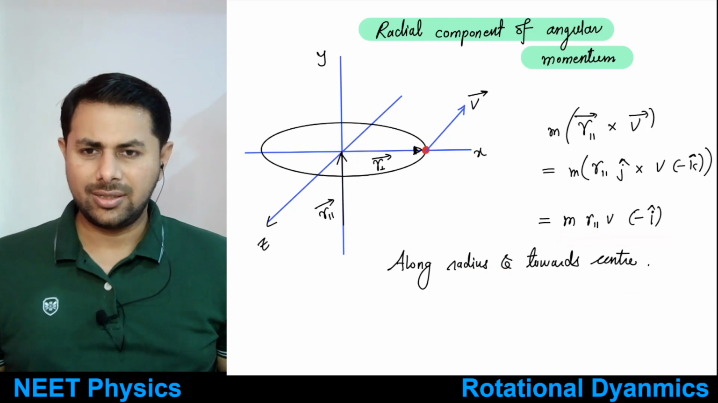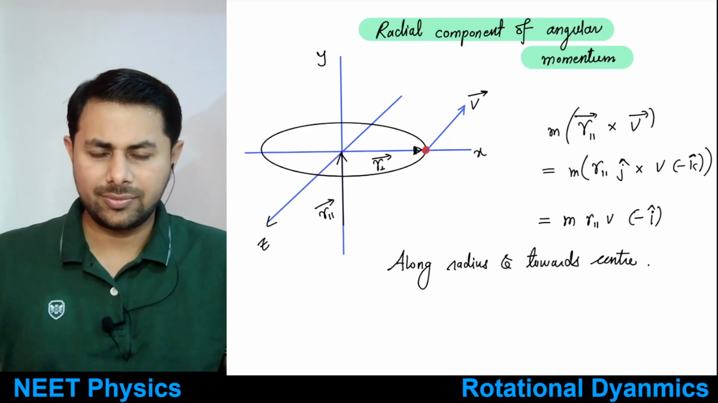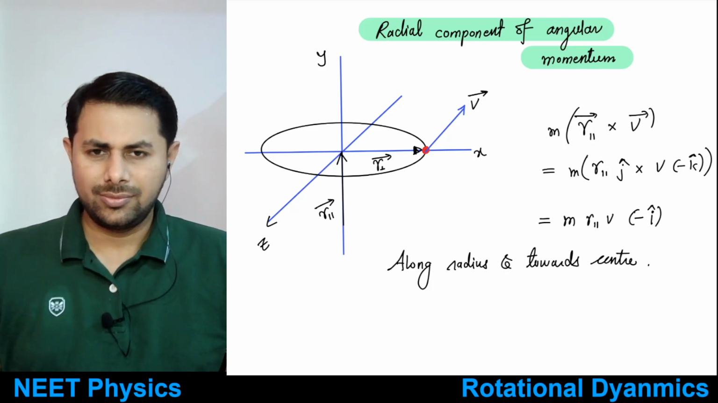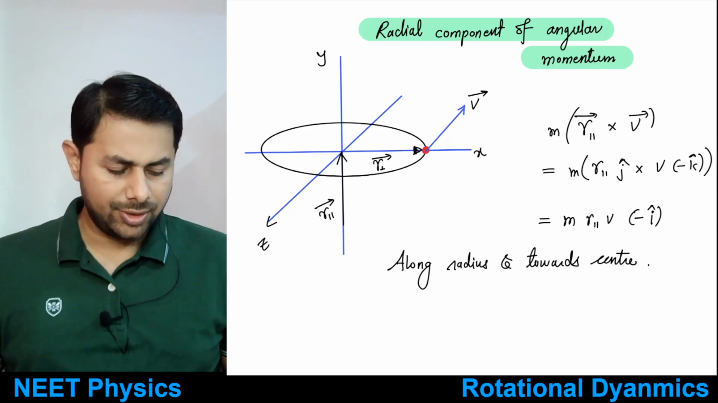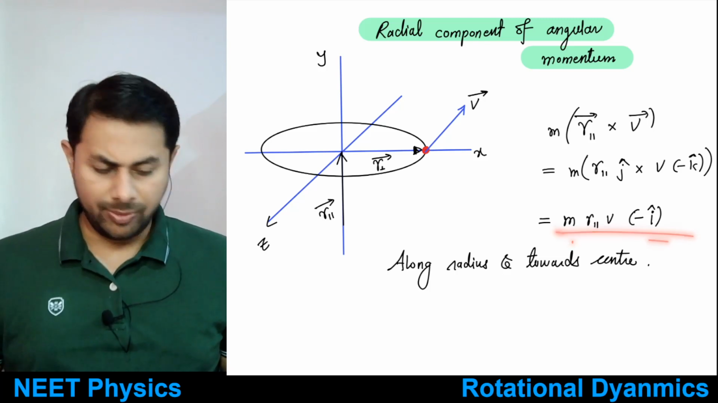Is this thing clear, everyone? Yes, no? Okay, good. So this is the radial component of angular momentum.